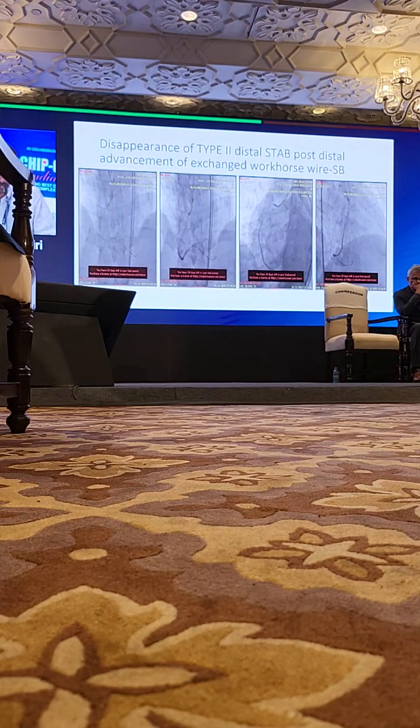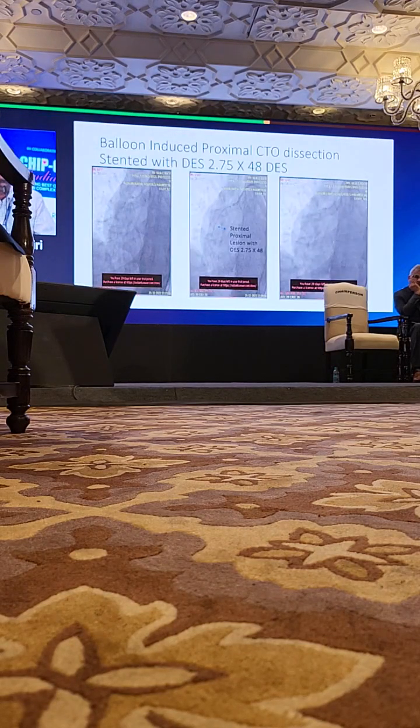So next what we did is, first, initially, the proximal RCA has been stented. I stented with a 2.75 by 48 mm long stent, because the decision was that the lesion is extending down, so I took a long one and completed it.